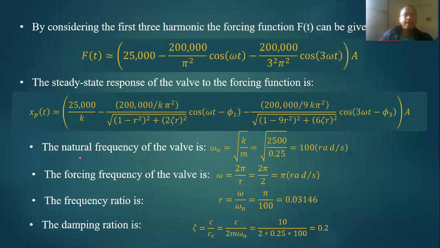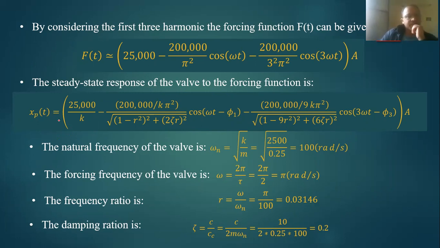So by considering the first three harmonics, the forcing function f of t can be represented as 25,000 minus 200,000 over pi square cos omega t minus 200,000 over 3 square pi square cos 3 omega t. Someone can represent this equation in general form, but let me leave it as it is.